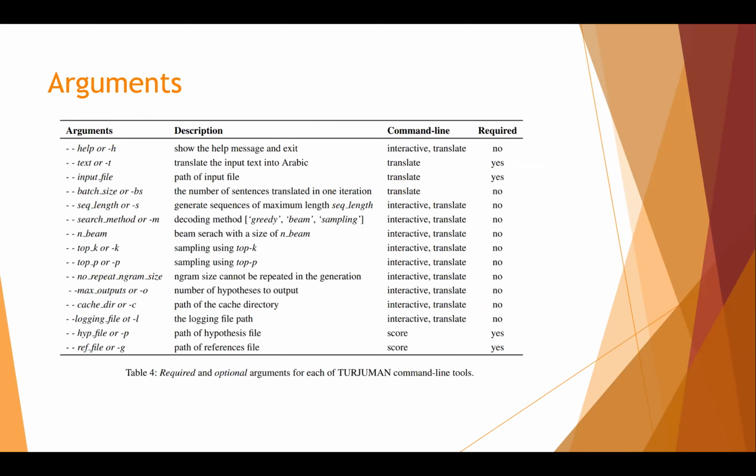This is the list of arguments that are available in TURJUMAN, showing for each command line what the arguments are. You can see these arguments in the paper itself, and also on our GitHub, and follow the documentation of the tool.